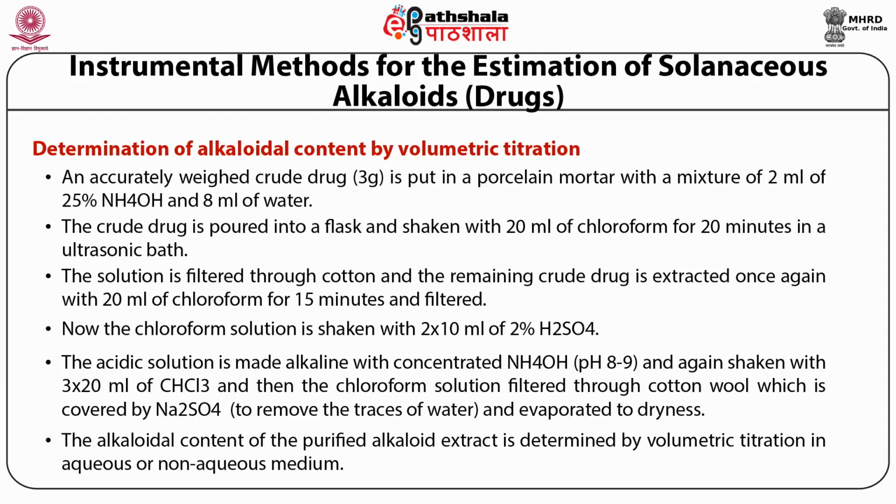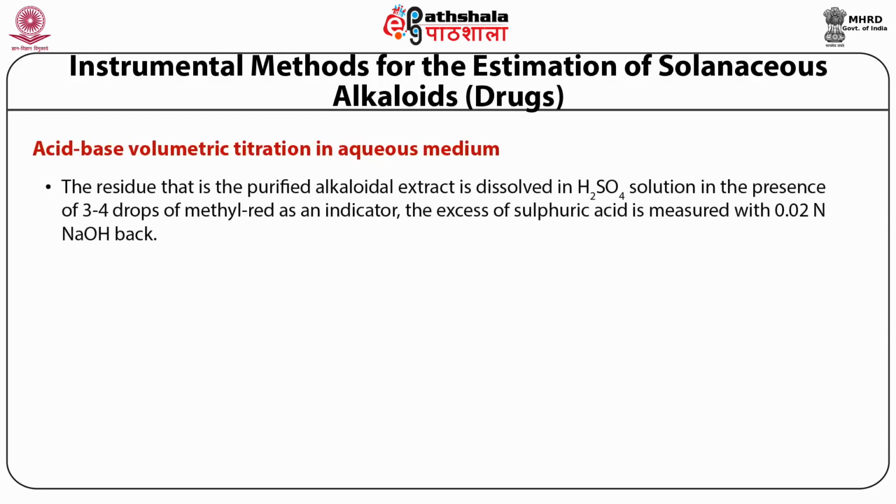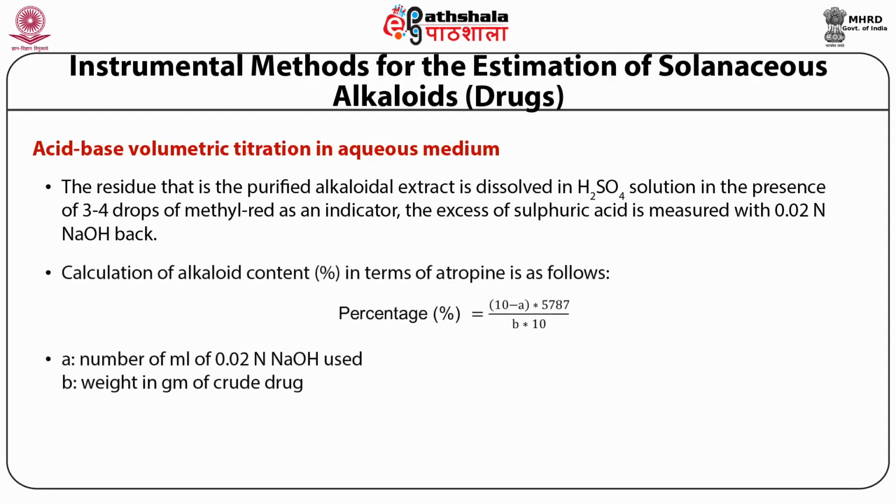So the details are as follows. The first is acid-base volumetric titration. The residue that is purified in the previous step is dissolved in H2SO4 solution in presence of 2 to 3 drops of methyl red as indicator. The excess of sulfuric acid is measured with 0.02 normal NaOH. It is back titrated with this. The content of alkaloid is then calculated as per the formula given on the screen.